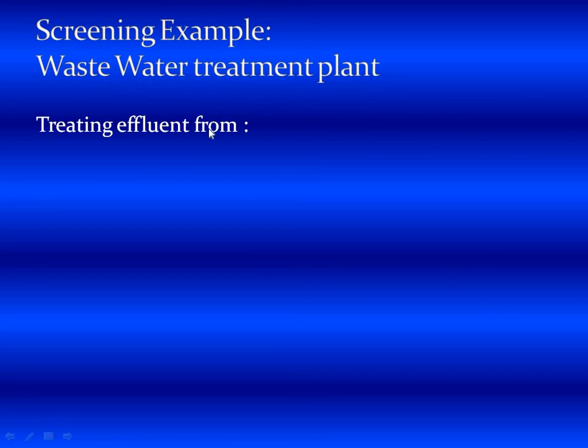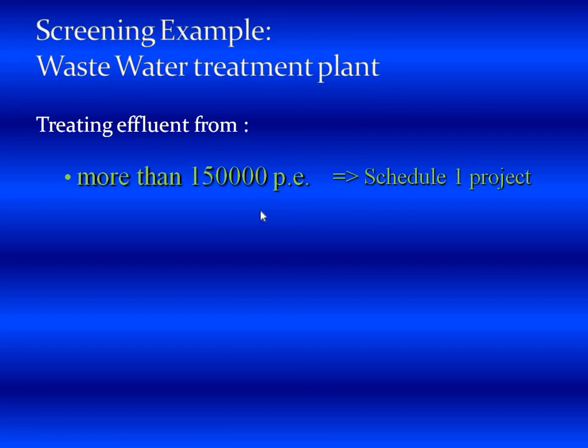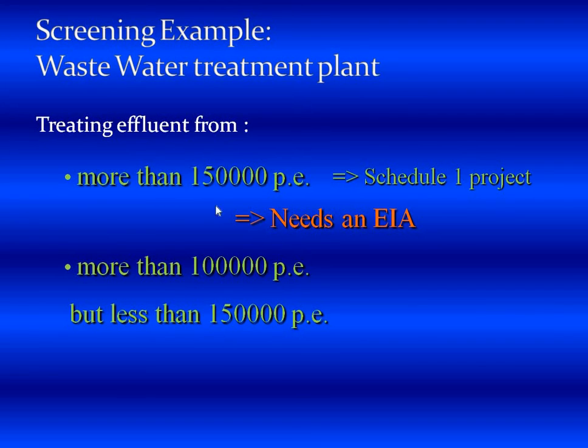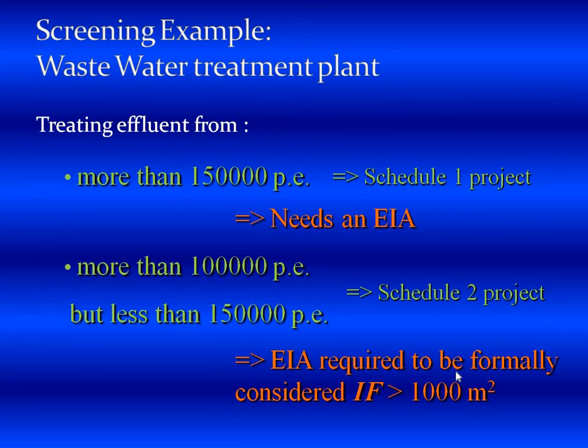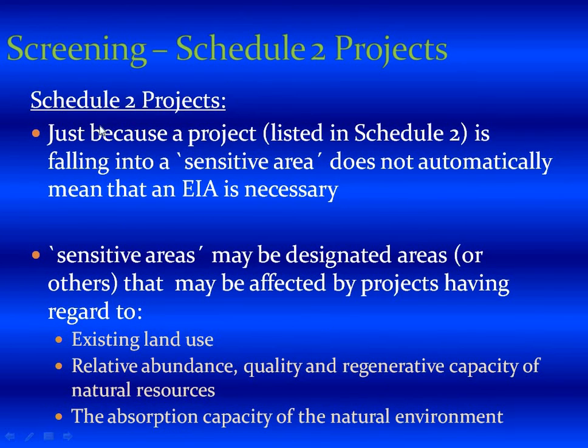For example, a wastewater treatment plant treating effluent. So this is under the net EIA Schedule 1 projects, this much. Now, more than 1.5 lakhs of effluent production, in that case you have to go to Schedule 2 if required, if formally considered, if it's more than so, and then go for screening.